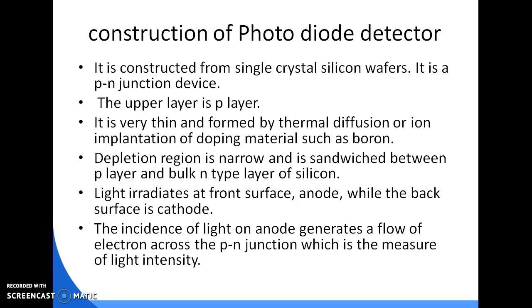Light irradiates the front surface, or the anode, while the back surface is the cathode. The incident light on the anode generates a flow of electrons across the PN junction, which is the measure of light intensity.